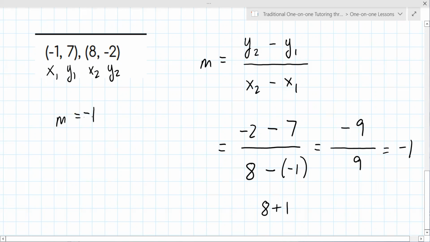We did all that work on the right just to get this one number. Is that okay? Is that clear? Yes. Okay, so now we need the point slope form of a line. Can you tell me the point slope form of a line?